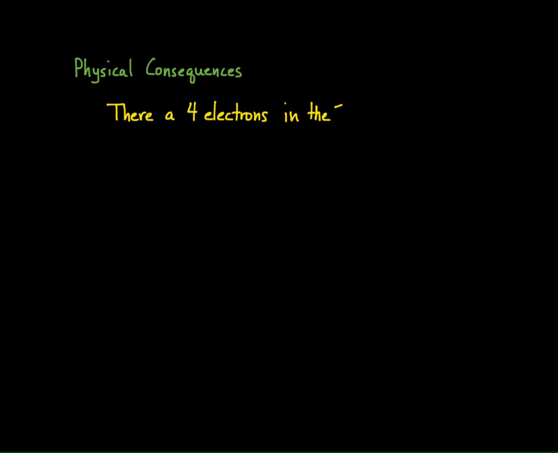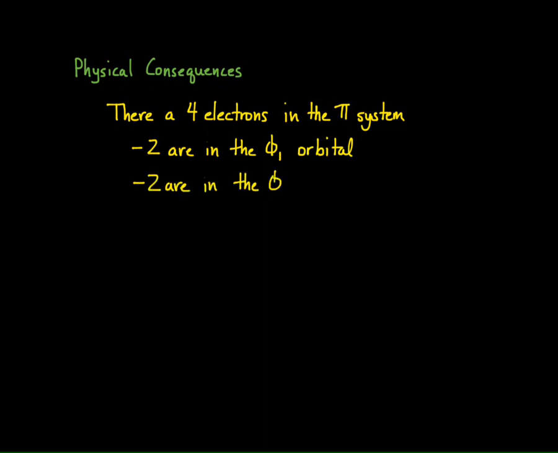Now that we've looked at the resonance view and the molecular orbital view of conjugated dienes, we can now think about the physical consequences of those views. As we saw in the molecular orbital view of conjugated dienes, we know that there are 4 electrons in that entire pi system. So we saw that 2 of them are in the psi1 orbital and 2 of them are in the psi2 orbital. We also saw that the 2 electrons in the psi2 orbital are the HOMO electrons, right?